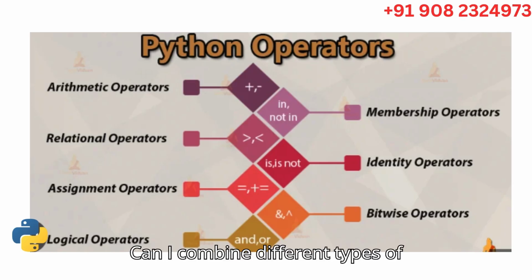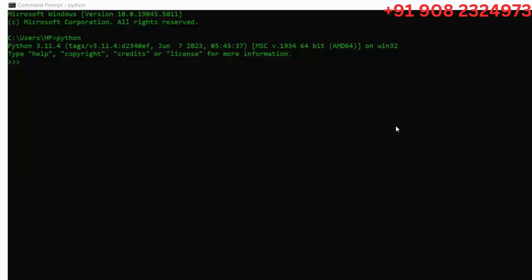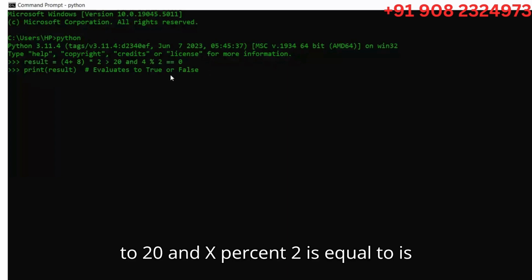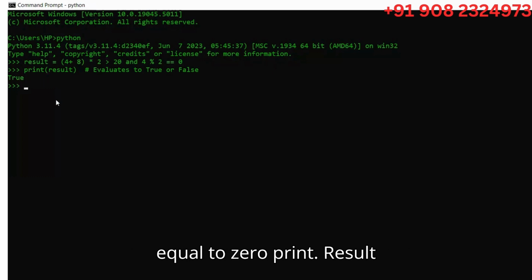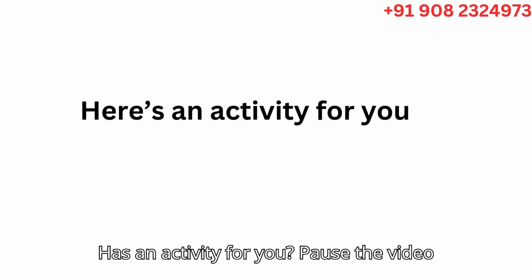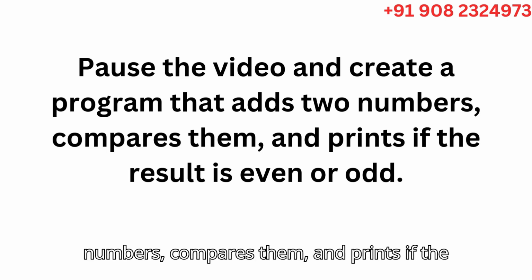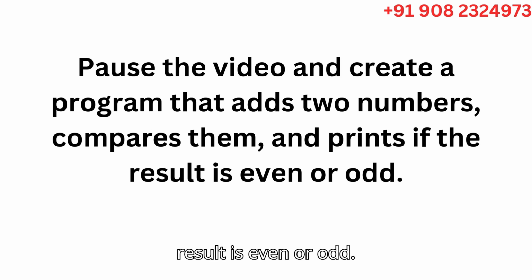Can I combine different types of operators? Absolutely. Let me show you. result = (x + y * 2 > 20) and (x % 2 == 0). print(result) # evaluates to True or False. Here's an activity for you. Pause the video and create a program that adds two numbers, compares them, and prints if the result is even or odd.